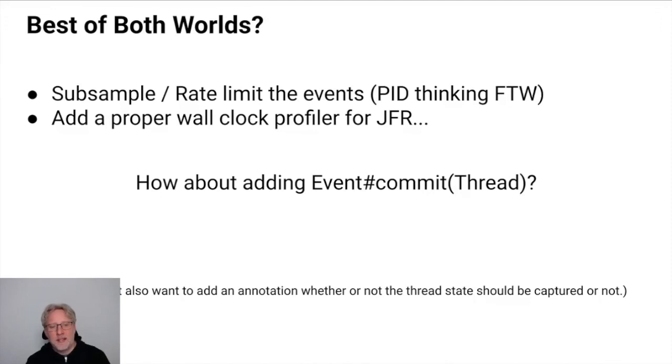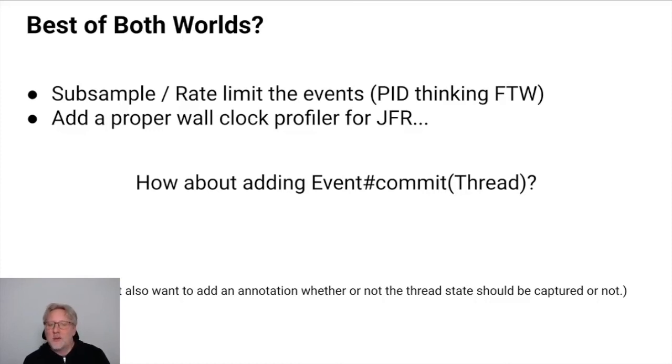So it would be nice if the flight recorder had a wall clock profiler. It doesn't today. So you could use both of the best worlds. You could subsample and rate limit the events, the PID thinking. You could also add a proper wall clock profiler for JFR, and you might even make it so that customers and whoever would want to could build their own dynamic wall clock profiler easily using JFR.